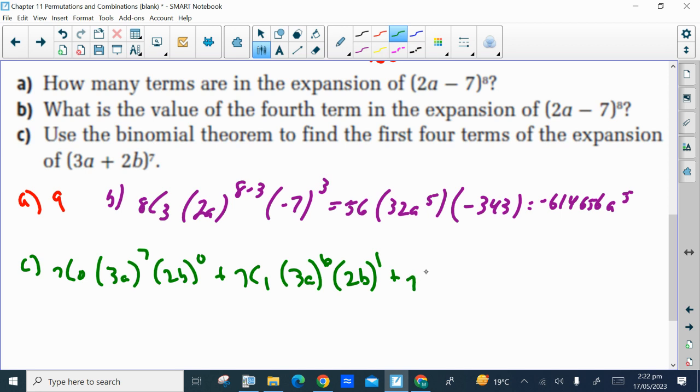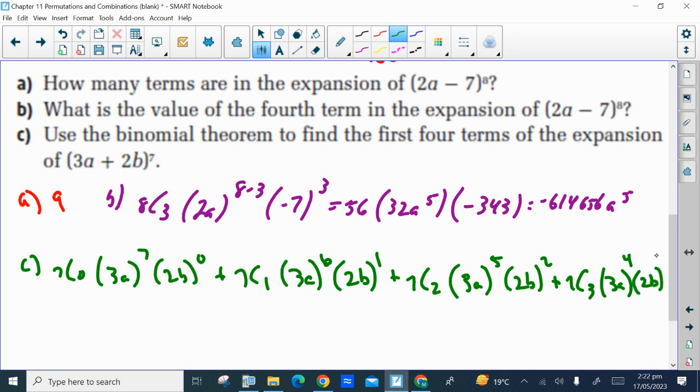Then we want 7C2. The power on 3a decreases by 1. The power on 2b increases by 1. And the last one, 7C3, because we want the first 4 terms. The power on 3a decreases by 1. The power on 2b increases by 1.